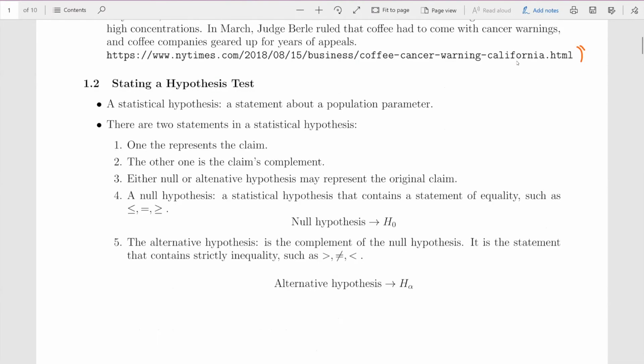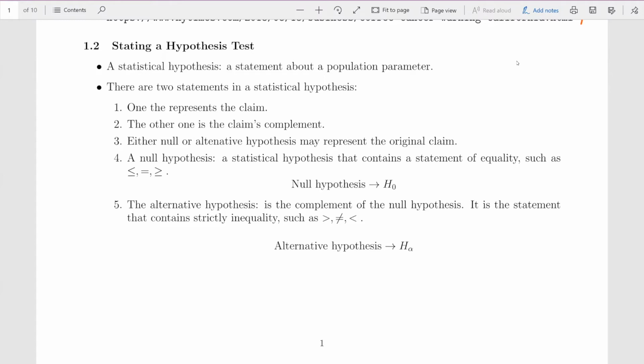The very first step of hypothesis testing is stating the hypotheses. In a hypothesis test, there are two different statements. The first statement is the null hypothesis, and the second statement is the alternative hypothesis. These statements revolve around a population parameter. In the two statements, one represents the claim and the other is the claim's complement.